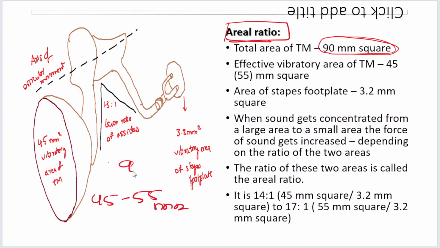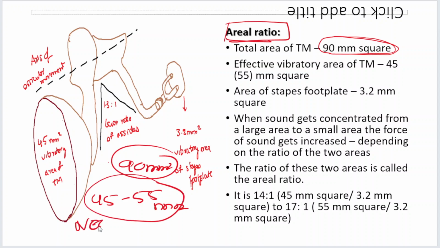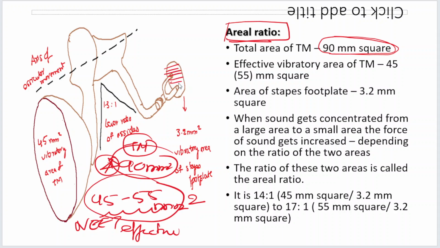What is the total area? The total area is 90 millimeter square. This is an important NEET PG question, so you have to remember it. There is a total tympanic membrane area and also an effective vibratory area, which is 45 to 55 millimeter square. What is the area of the footplate of the stapes? The footplate of the stapes is only 3.2 millimeter square.